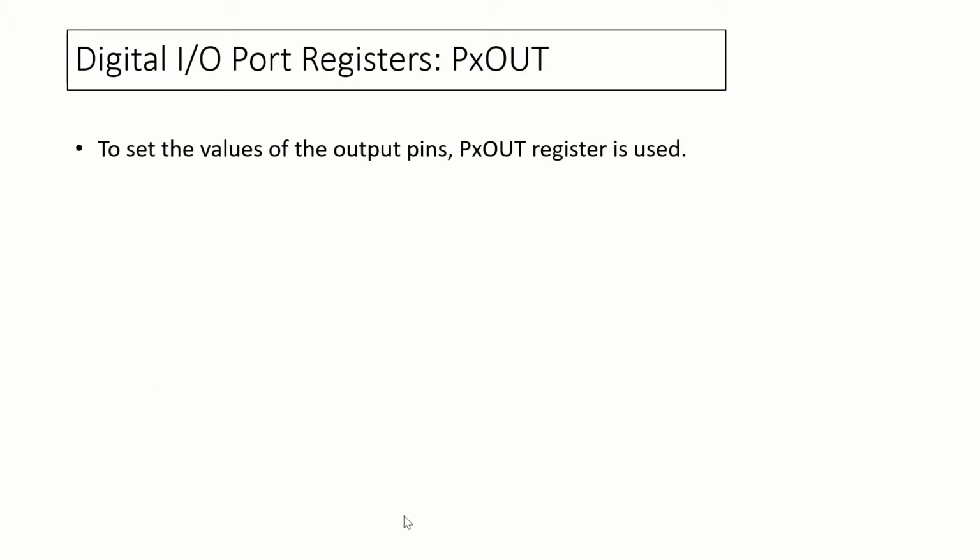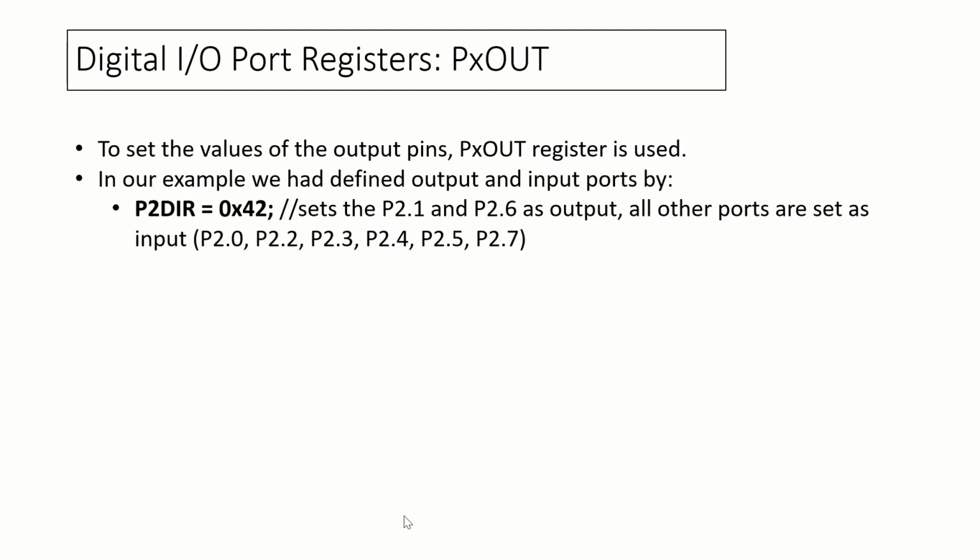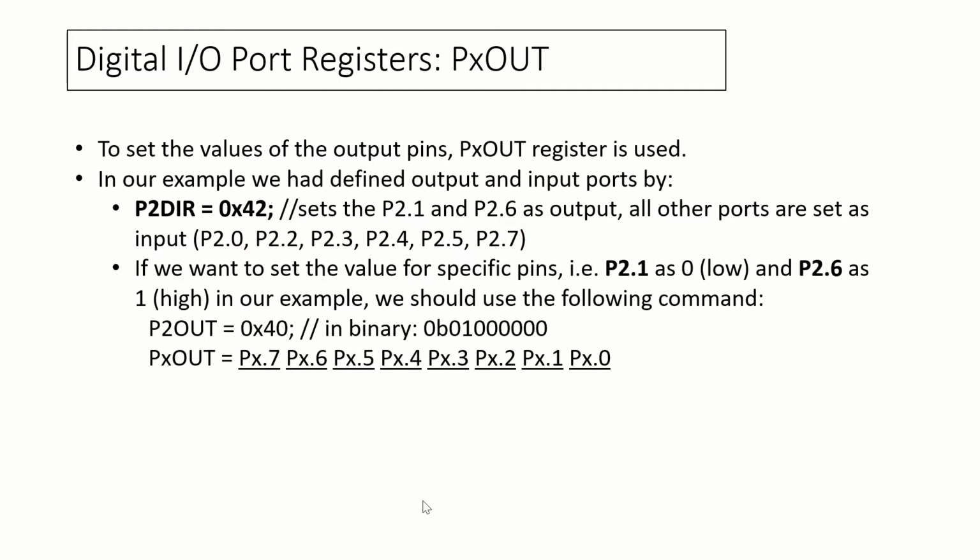The last port register that we'll discuss is the PXOUT register. To set the values of the output pins, PXOUT register is used. In our example, we had defined output and input ports by P2DIR is equal to 42 hexadecimal. This was setting the P2.1, P2.6 as output and the rest of the ports as input. If you would like to set the value for a specific pin, for example P2.1 as 0 and P2.6 as high, 1 in our example, we should use the following command. P2OUT is equal to 40 hexadecimal.